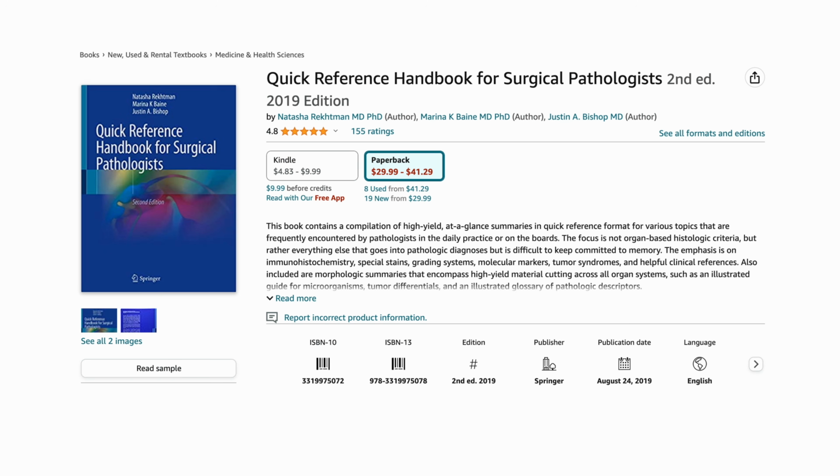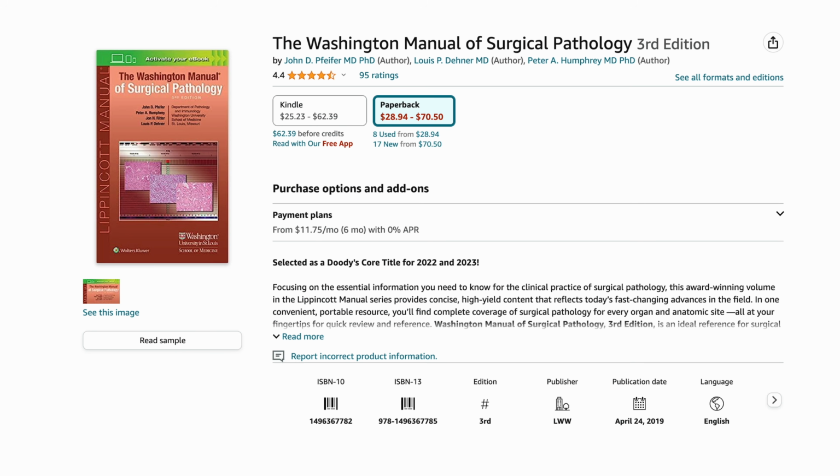Definitely recommend it. Another great resource is the Quick Reference Handbook for Surgical Pathologists. This book contains several high-yield, at-a-glance summaries in a quick reference format for various topics. There's an emphasis on immunohistochemistry, special stains, grading systems, molecular markers, and syndromes. It's a very concise, short book, but also very dense in terms of knowledge. I found the Washington Manual of Surgical Pathology very useful too. During my first and second year, I used it a lot.